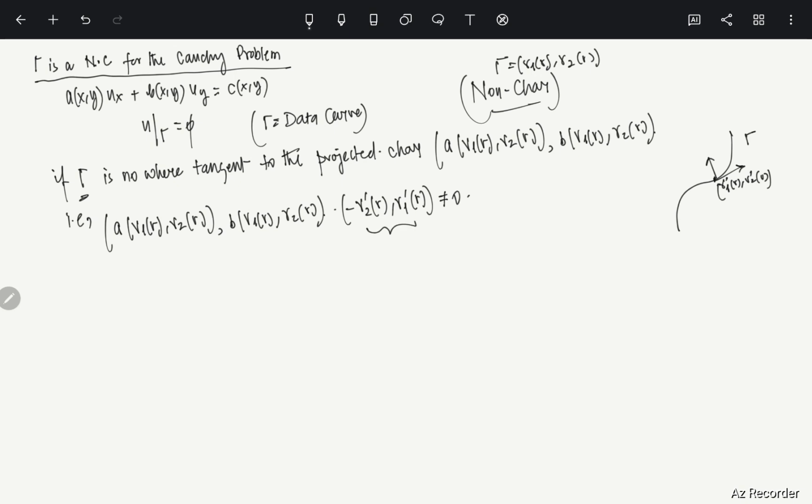So what this is saying is that this is the projected characteristic, and gamma should nowhere be tangent to this projected characteristic. So this times the normal should not be 0, because if the product is 0, it means they are perpendicular to each other. So basically it means that gamma is actually tangent to the projected characteristics.